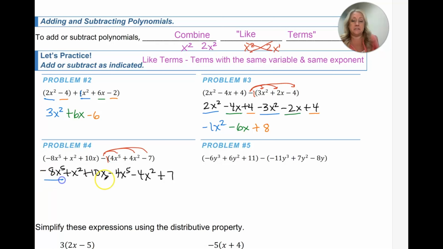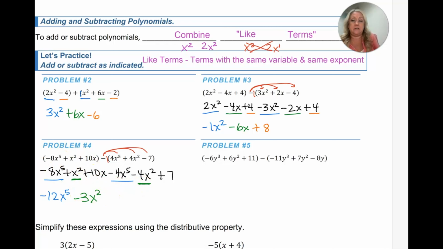So negative 8x to the fifth minus 4x to the fifth. Notice we've got an x to the fifth and an x to the fifth. That's why we can combine those together. Negative 8 minus 4 is negative 12x to the fifth. Now let's combine our x squared terms together. So I've got x squared and I've got negative 4x squared. So 1 minus 4 gives me negative 3, and then I keep that x squared. Those had to be the same to add them together, so I've got to keep that the same.